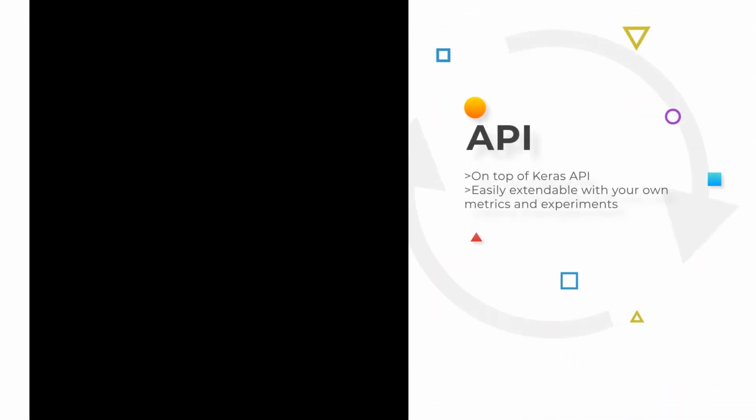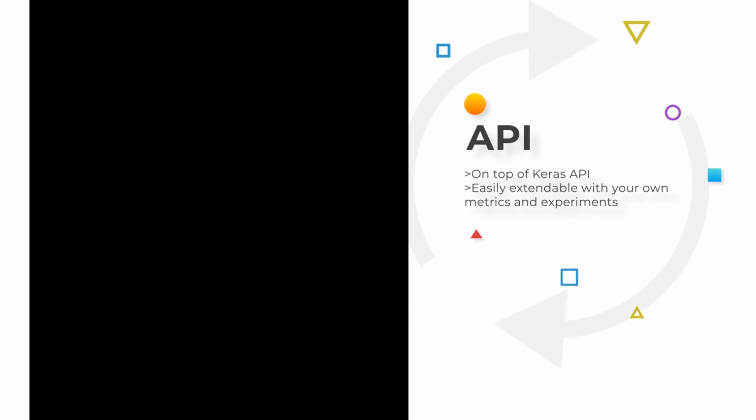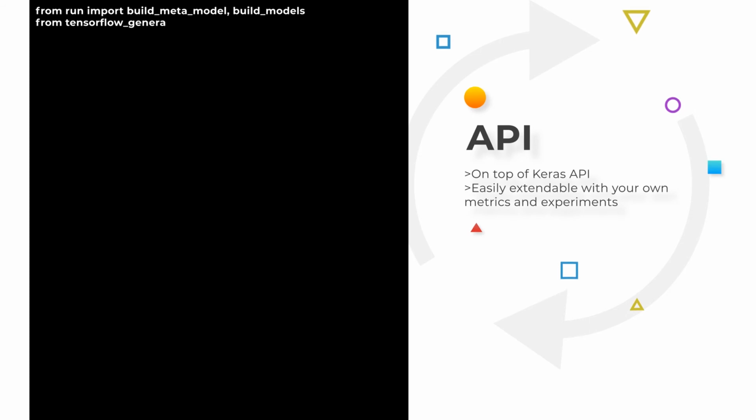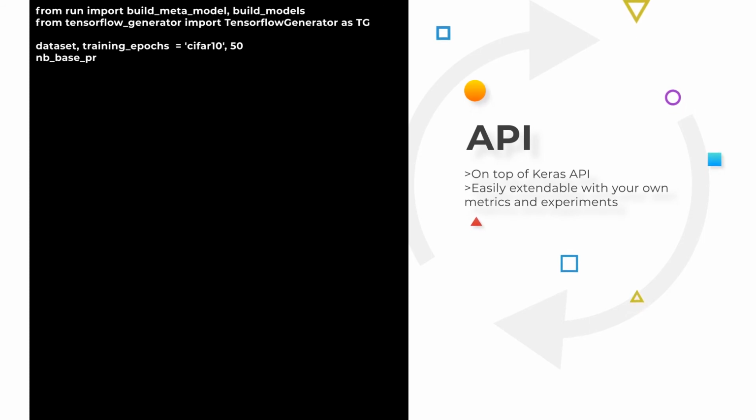In the following example, we will use the API to hook a new experiment to the model generation. The experiment consists of measuring the correlation of the weights of the first layer of each model.